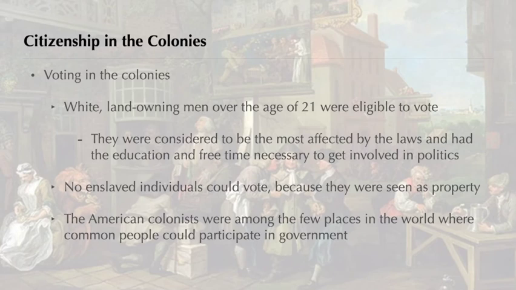In no colony could enslaved persons vote. Colonial laws not only denied them the right to vote, but also treated them as property rather than as people. The European colonists wanted rights for themselves, but they denied rights to the Africans who were forced to come to the colonies as slaves.